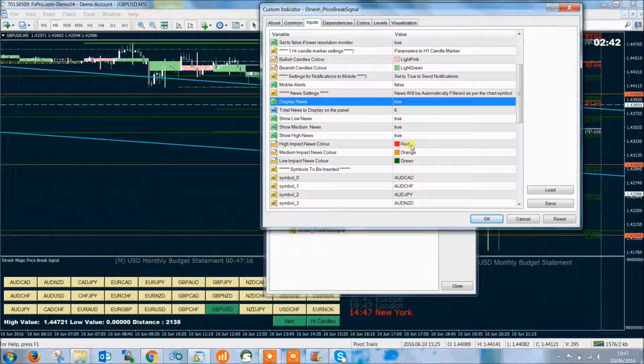So red, and this is the color coding that we generally follow in Price Per Signal. So please leave it as it is.